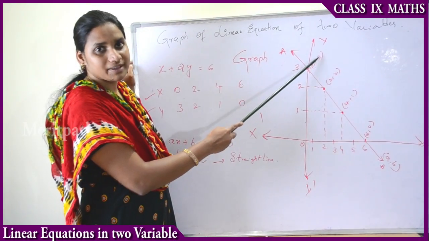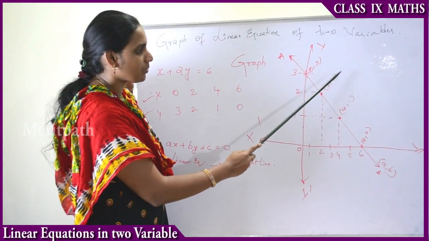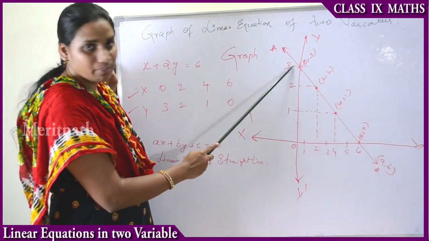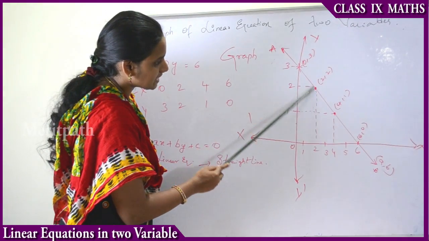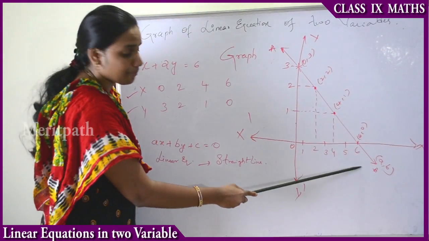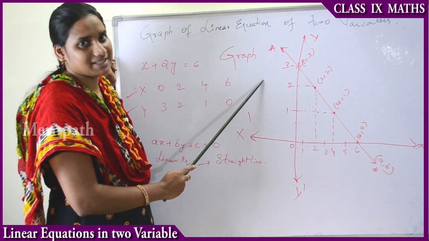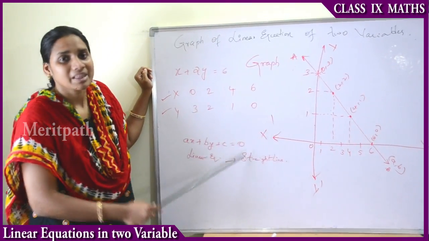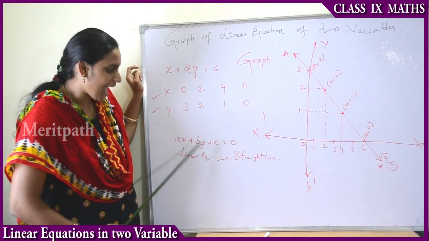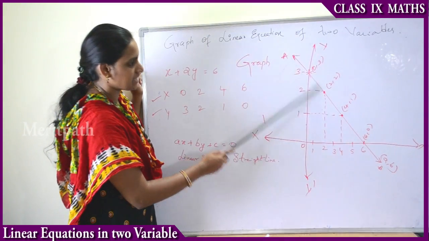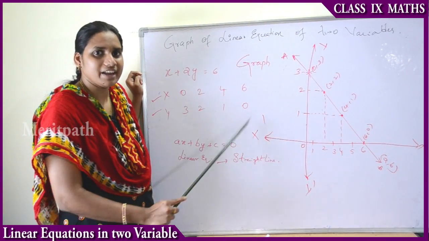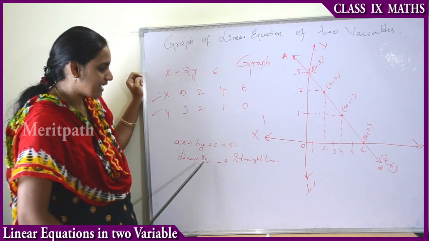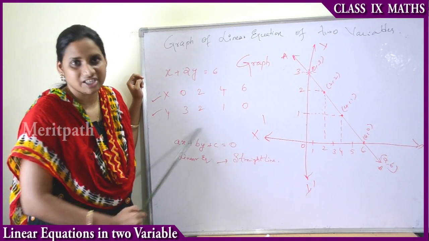This will be known as the (0, 3) point, and similarly the (2, 2) point, and (4, 1) and (6, 0). When we plot these points and make them into a straight line, this straight line representation of a linear equation is known as the ax plus by plus c equals 0 equation form. Every linear equation will have a straight line graph representation. Whatever it may be, wherever it may be, it will be represented in a straight line form only. That is the speciality of linear equations.